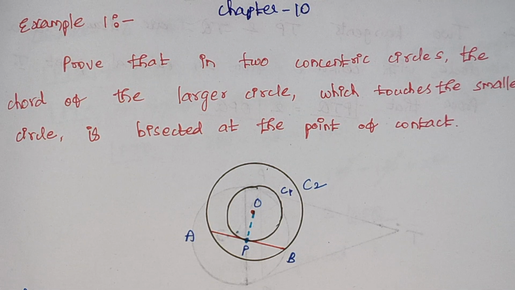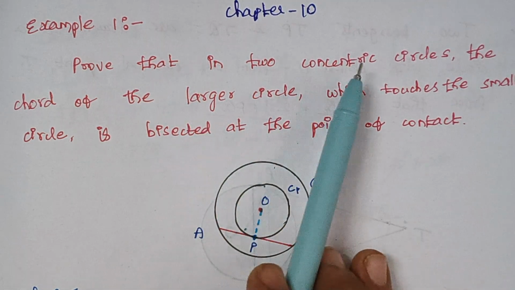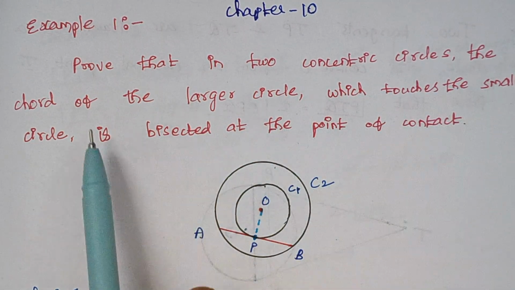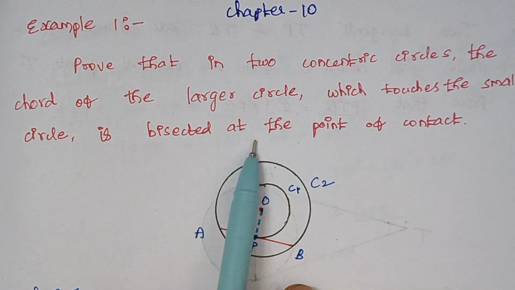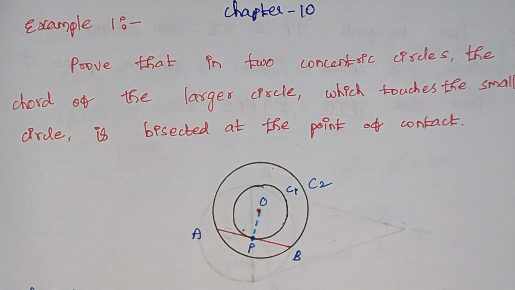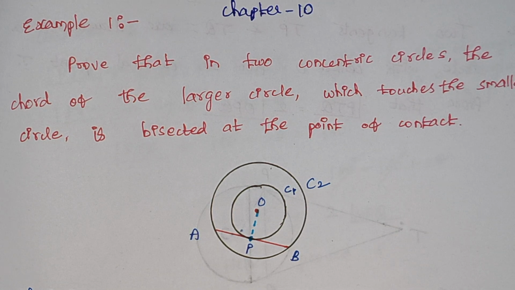Today we are going to solve example problems in chapter 10. Example 1 is: prove that in two concentric circles, the chord of the larger circle which touches the smaller circle is bisected at the point of contact. So here we are having two concentric circles.